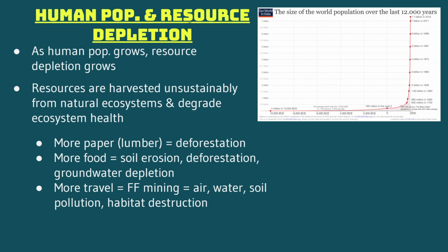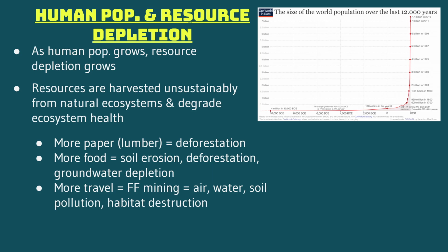Let's look at some examples. As the human population grows, we have more paper demands and more lumber demands that leads to deforestation. We're also going to have increased food production, so we have a larger population, we have to produce a lot more food. This leads us to clear forested areas, which leads to deforestation, which is going to lead to topsoil erosion. As we're using more and more monoculture, we're going to deplete groundwater resources as we're irrigating our crops more and more.